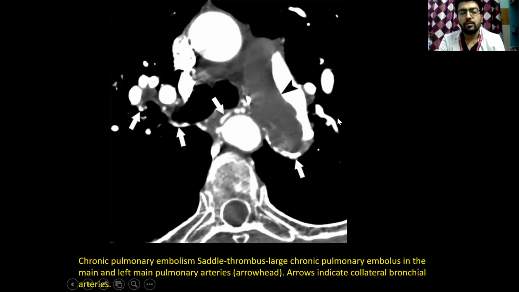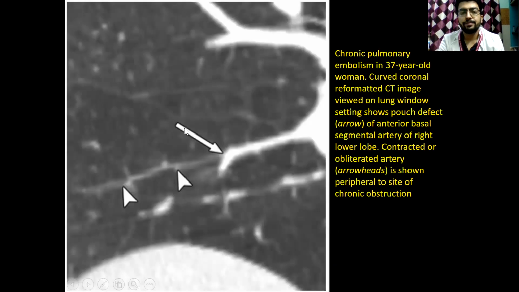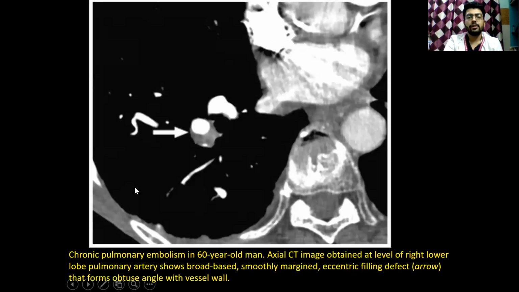This is again chronic pulmonary embolism, saddle thrombus, a large chronic pulmonary embolism in the main and left main pulmonary arteries. This is pulmonary arterial wall calcification that we can see, a secondary sign of chronic pulmonary embolism. The arrow is demonstrating the pouch defect of the anterior basal segment artery of the right lower lobe, and the arrowheads are demonstrating the contracted or obliterated artery, the peripheral site of the chronic obstruction.